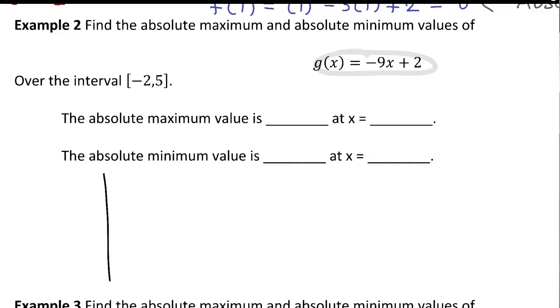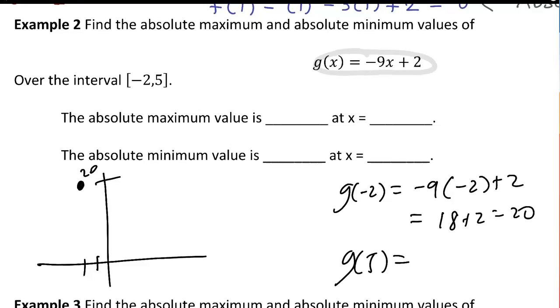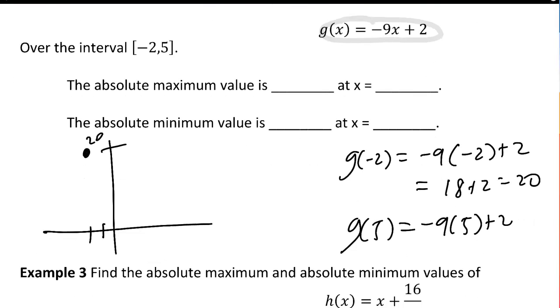So if I graph this, at negative 2, where would that be? G of negative 2 is negative 9 times negative 2 plus 2. That is 18 plus 2, that's 20, right? So I'll have negative 2, positive 20 plotted, and the next endpoint 5. G of 5 is, and this isn't my work yet, I'm just trying to do this, negative 45 plus 2, that is negative 43. So somewhere down there.